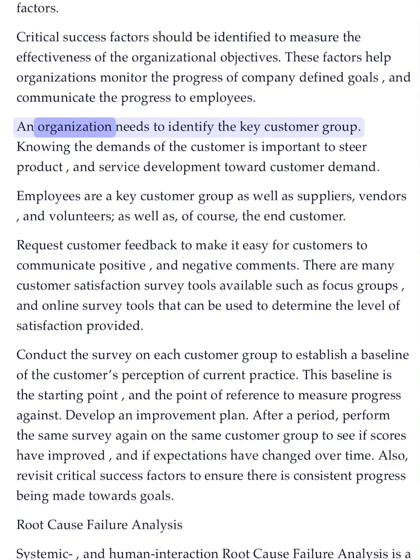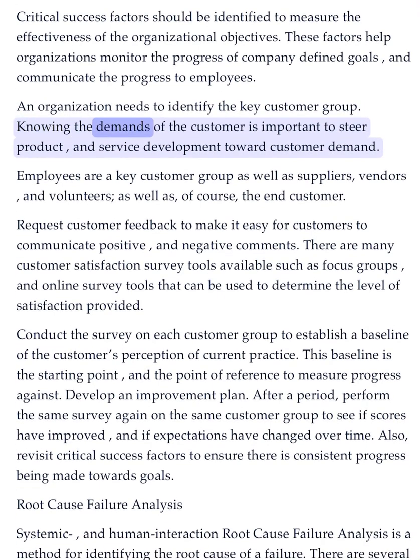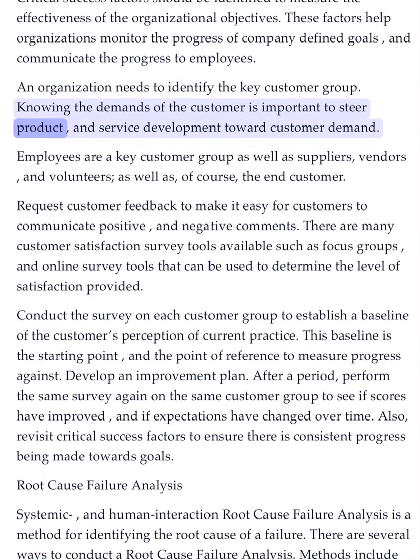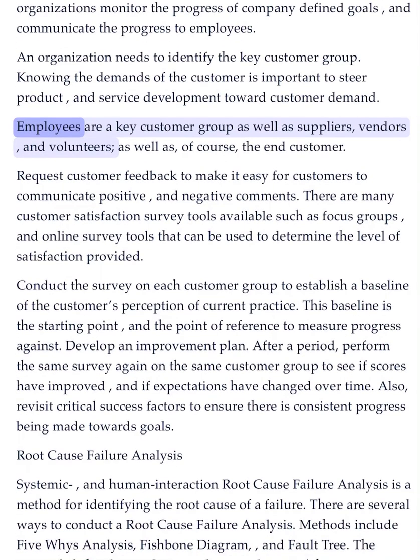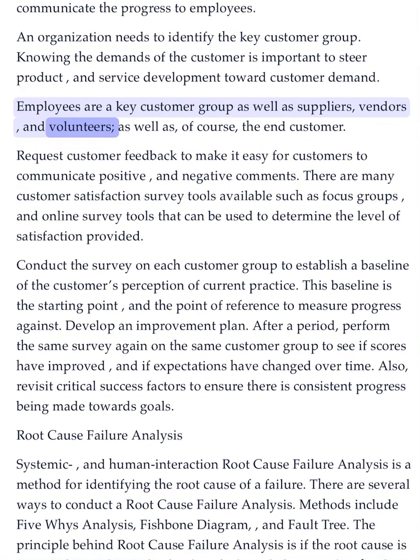An organization needs to identify the key customer group. Knowing the demands of the customer is important to steer product and service development toward customer demand. Employees are a key customer group, as well as suppliers, vendors, and volunteers. As well as, of course, the end customer.